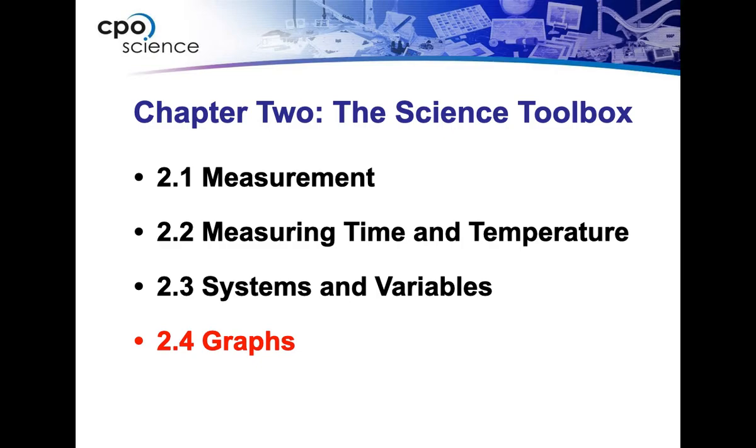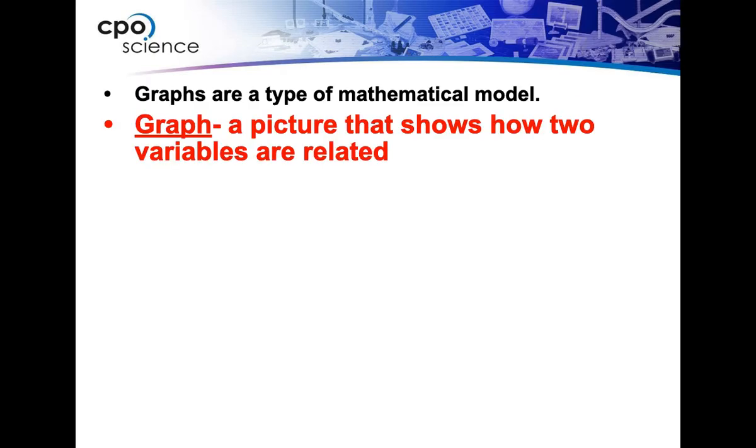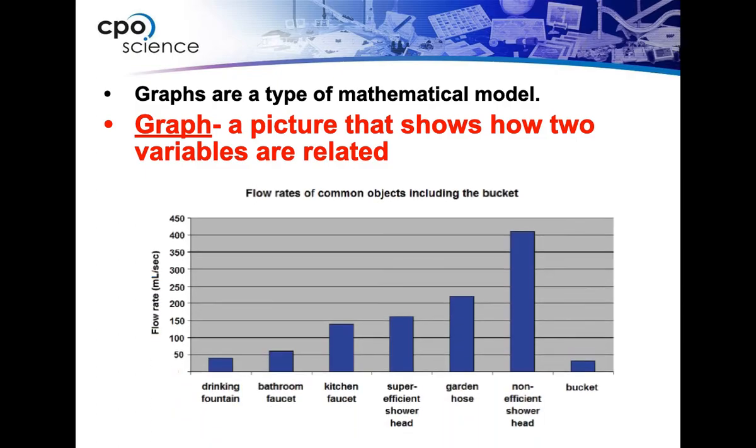So chapter 2, section 4 talks about graphs. Graphs are actually a type of mathematical model. The definition of a graph is a picture that shows how two variables are related. So we're taking two things in our experiments that we test and we are putting them into picture form. And the two things that we're putting into the experiment are our dependent and independent variables. And we have talked about these a little bit for the labs that we've done.